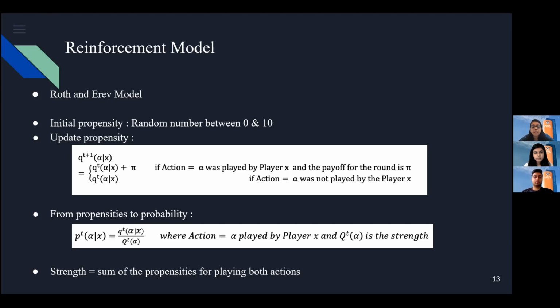Now let us consider the updating of propensity. In our case, we have two actions A and B. If player 1 in round T takes action A, then in round T plus 1, its propensity for action A gets added with the payoff for round T, and B remains the same. Now, from propensity, we have to find the probability. The probability of taking an action for a particular player is the propensity of that particular action divided by the strength of propensity. Strength is the sum of propensity for playing both actions. Based on this probability, an action is taken by every player in our game.